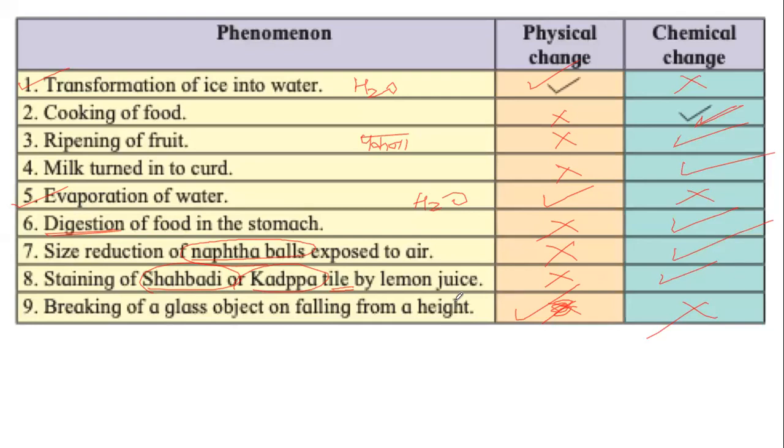Now match your answers. First one, transformation of ice into water is physical. Cooking of food is chemical, because complex bonds are broken down. Ripening of fruit is chemical. Milk turning into curd is a chemical change. Evaporation of water is a physical change. Digestion of food is a chemical change. Chewing of food is a physical change. Size reduction of naphthalene balls is because of the chemical reaction, so chemical change. Staining of Shabadi and Kadapa tile by lemon juice is a chemical change. Breaking of glass object on falling from a height is a physical change.